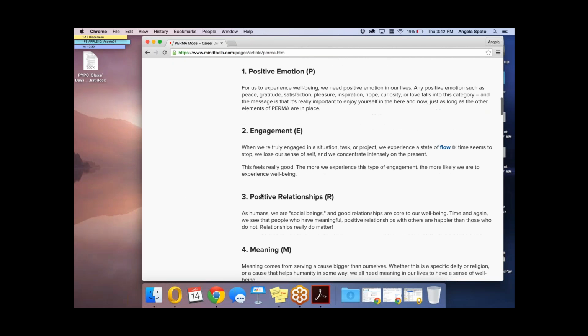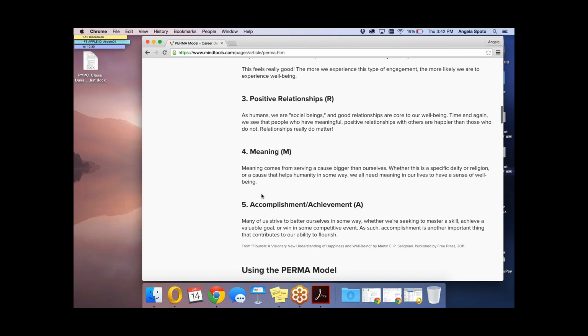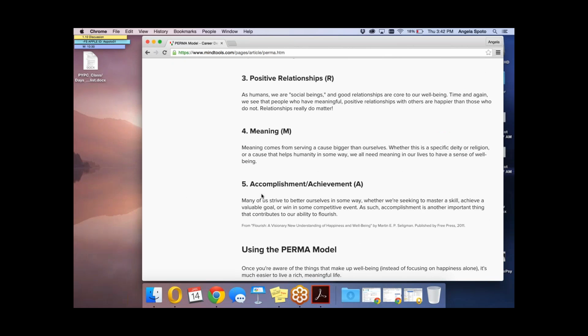Okay. The third aspect of PERMA is the idea of positive relationships. Okay, so as human beings, we are very social, and having those good relationships is kind of a foundation to our well-being. So we see these people around us who have these meaningful or seemingly meaningful positive relationships with other people that they're surrounded by. And those tend to be the ones that will report that they feel happier than those that do not. So these types of relationships really can matter.